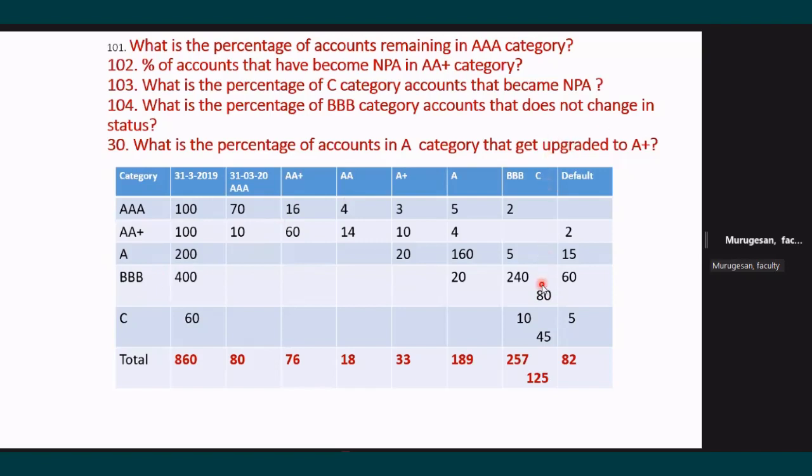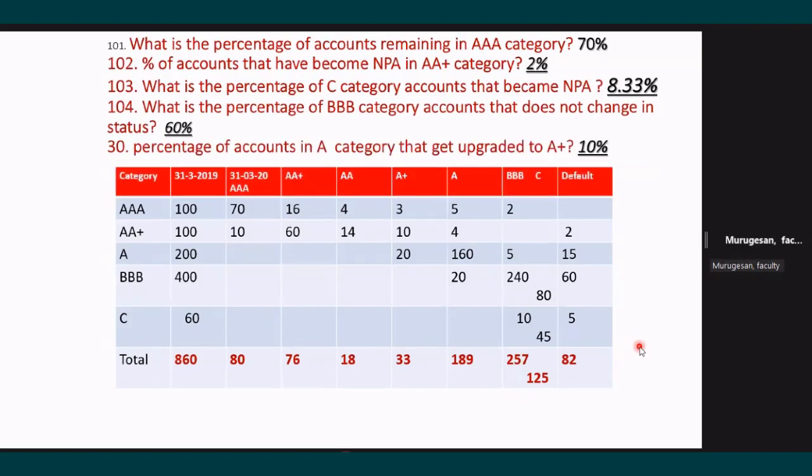This is the question they will ask. Now, as immediately, out of 60 C accounts last year, 5 accounts have become NPA. Oh my God. Then what is the percentage? 5 divided by 60 multiplied by 100. Okay. 8.33. Yes, 8.33. These are the questions.